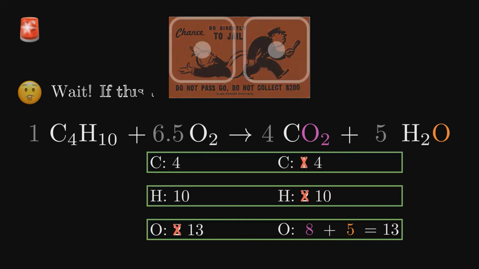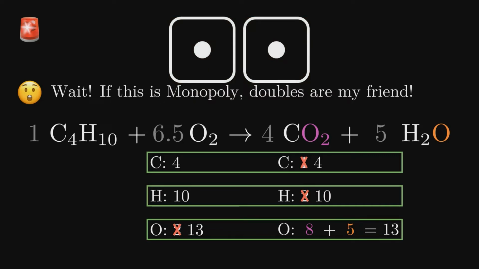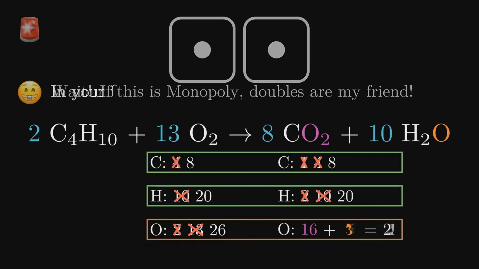Wait, if this is Monopoly, doubles are my friend. 1 butane? Make it 2. 6.5 oxygens? Make it 13. 4 carbon dioxides and 5 waters become 8 and 10 respectively. In your face, chemistry police!